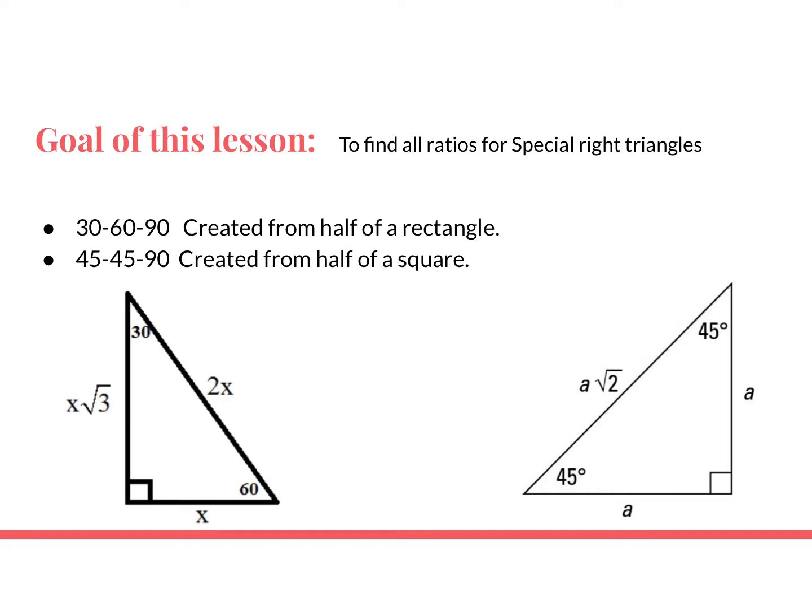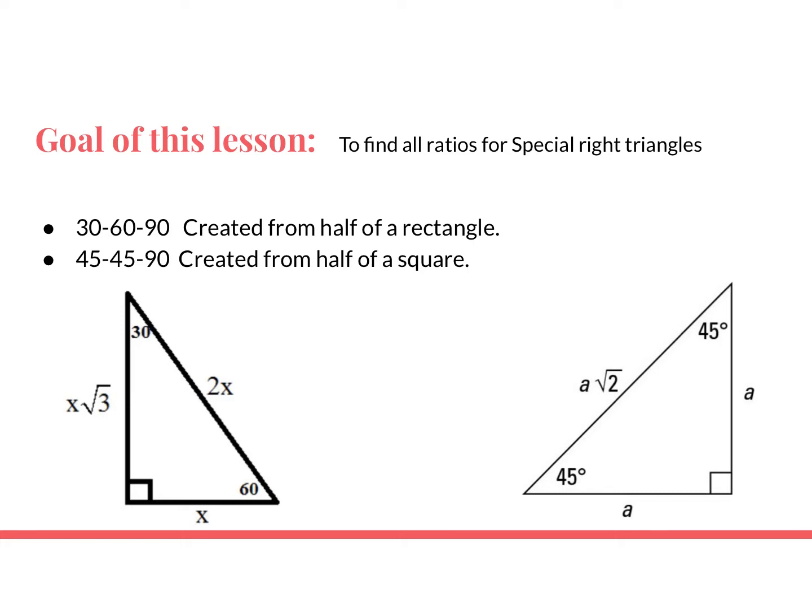So in a 30, 60, 90 triangle, the side across from the 30-degree angle will always have a ratio of x. The side across from the 60 will be your middle length side and be at x root 3. And your hypotenuse will always be the longest, across from the 90-degree angle, at 2x.